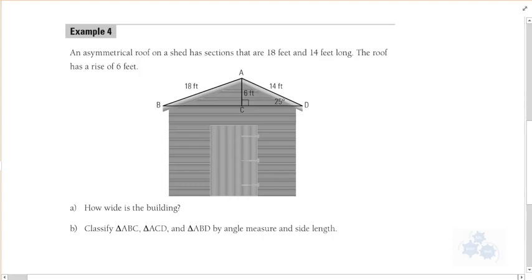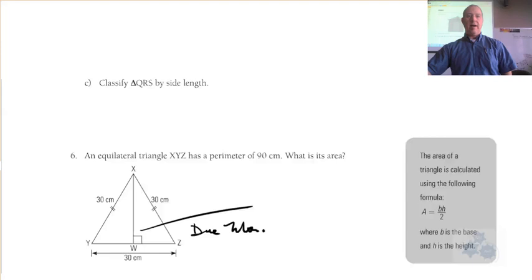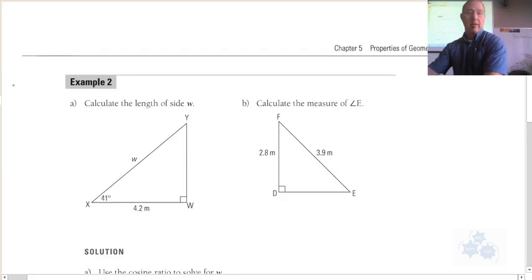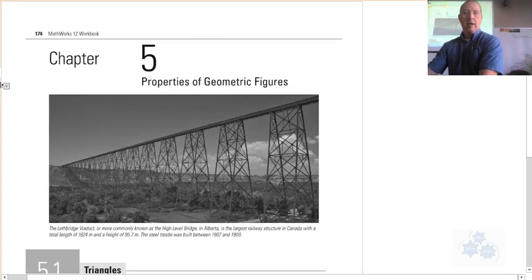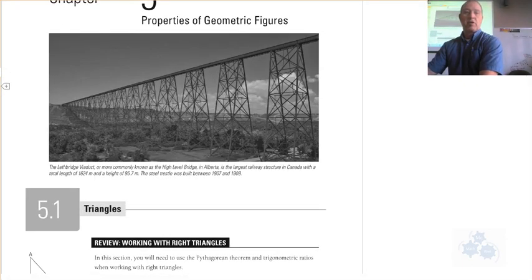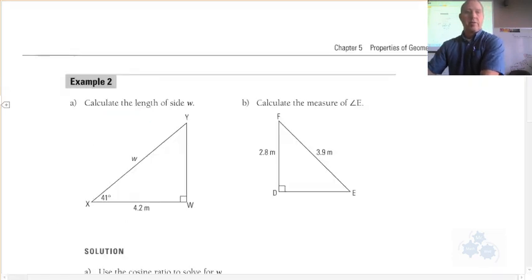Okay, so Workplace Apprenticeship 30, this is 5.1 Part 2. This is 2 of 2, so we'll finish off 5.1 today. Again, in Chapter 5, we've been talking about properties of geometric figures. We talked about triangles. We've talked about right triangles and SOHCAHTOA. Did some questions regarding that.